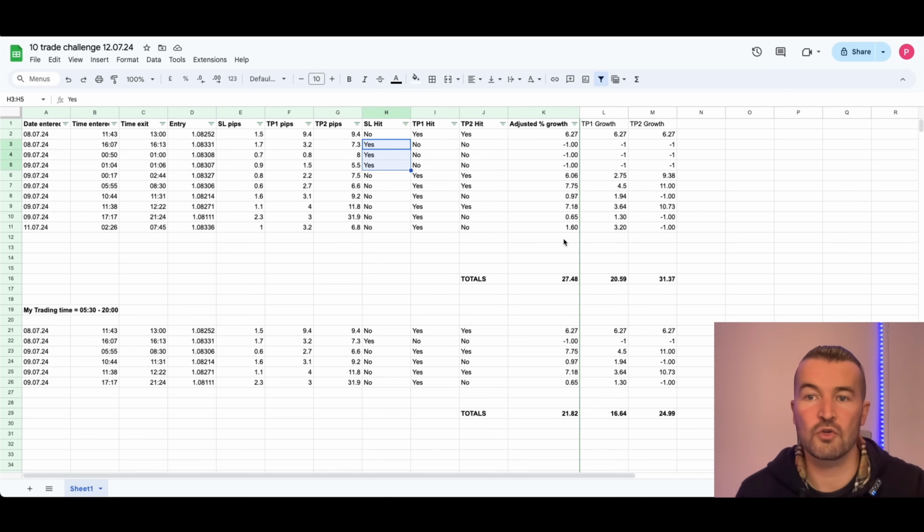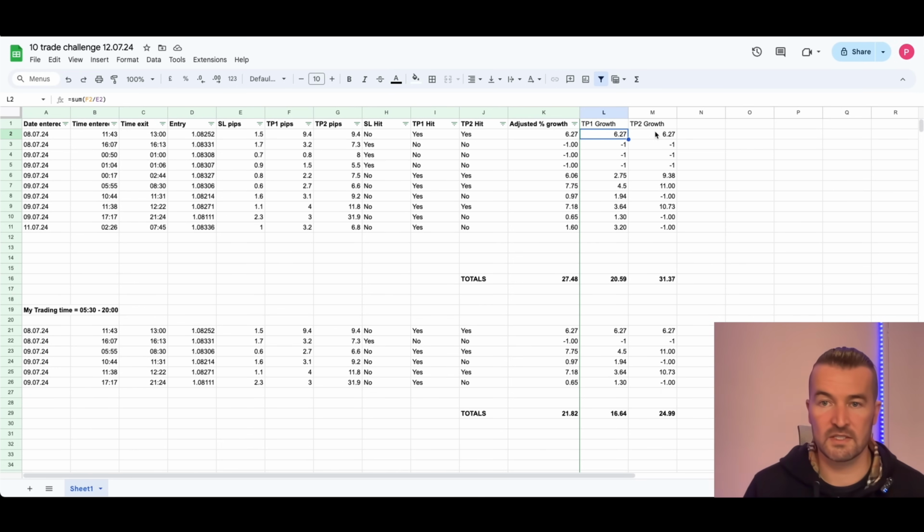In case you're not sure, or if you're not confident to be able to hold your trades to TP2, here is a reason why you probably should. These two columns here, L and M, do not have the adjusted values, okay? They are not taking profit of 50% on each of these. They are taking the full profit. So what we have is the totals down the bottom.